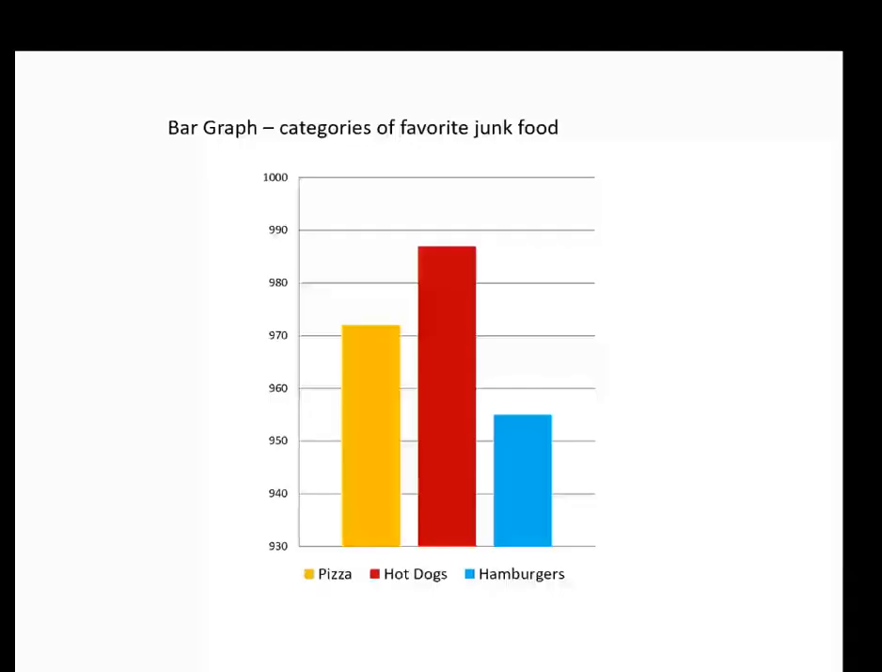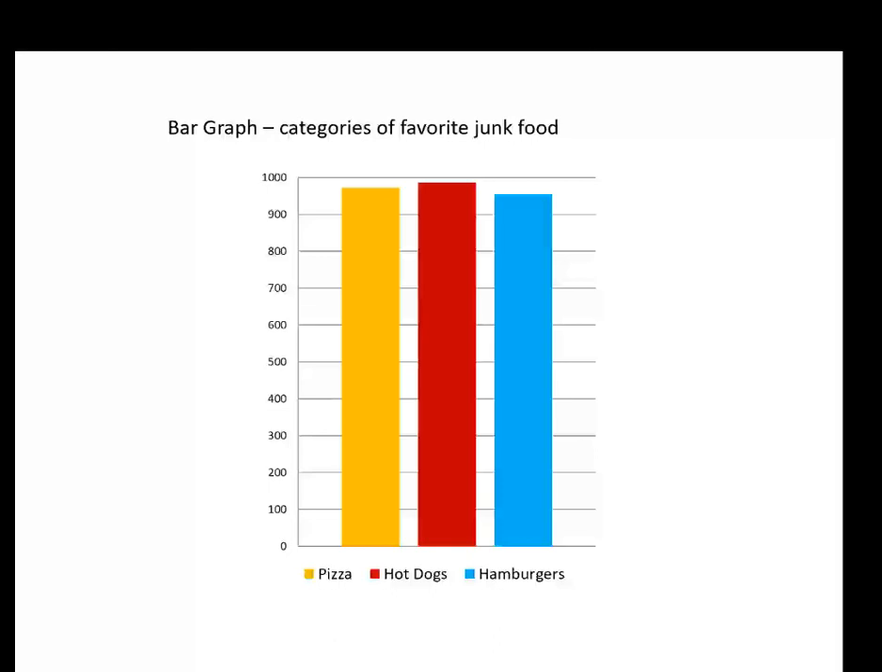Bar charts are another fruitful area to misrepresent information. This bar chart shows the number of people who prefer a certain snack food. Hot dogs are the clear winner. This is the most basic and common type of misrepresentation in a bar graph. The y-axis for frequency begins at 930. The differences between the food types stand out.